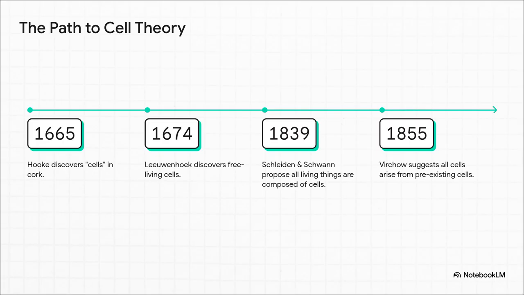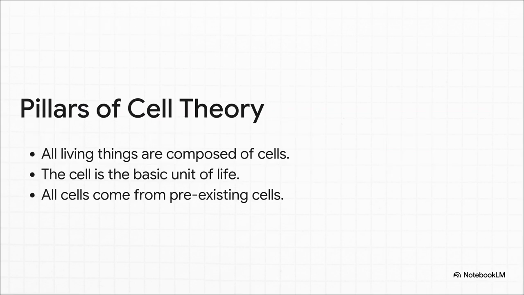By the 1830s, a couple of guys, Schleiden and Schwann, confirmed that, yep, both plants and animals were made of cells. The final, crucial piece of the puzzle clicked into place in 1855, thanks to Virchow. He's the one who made the profound declaration that every single cell has to come from another cell that already existed. And all of that work, all those discoveries, came together to form what we now call cell theory.